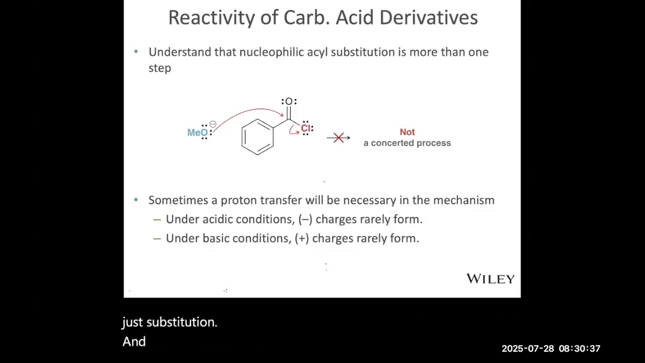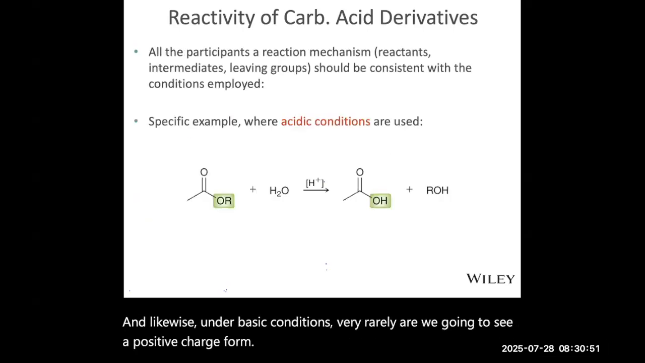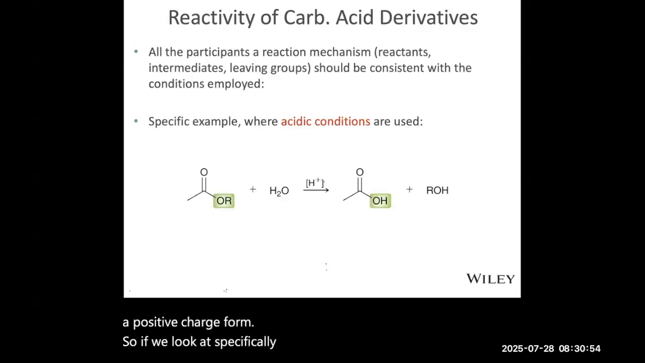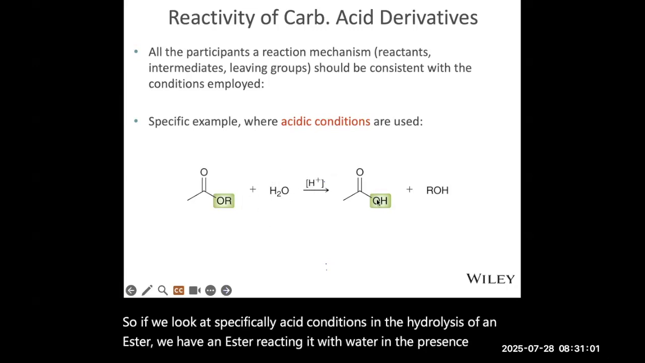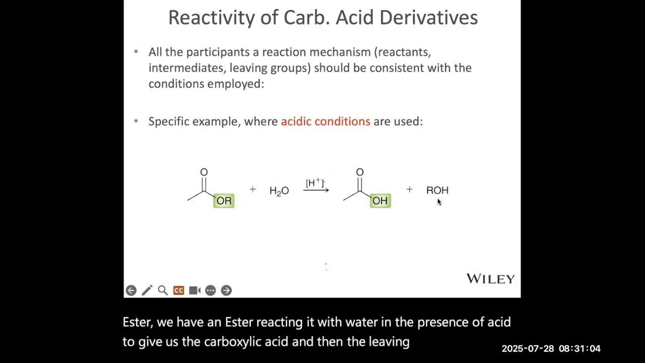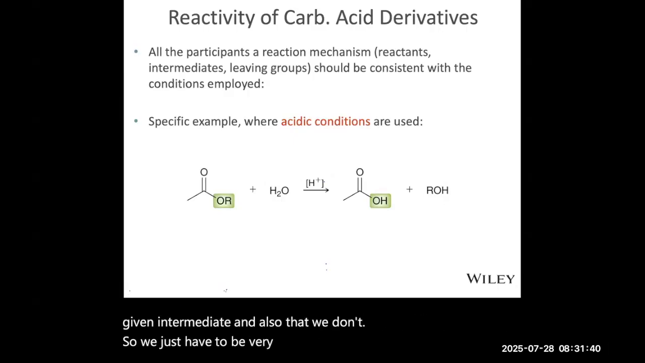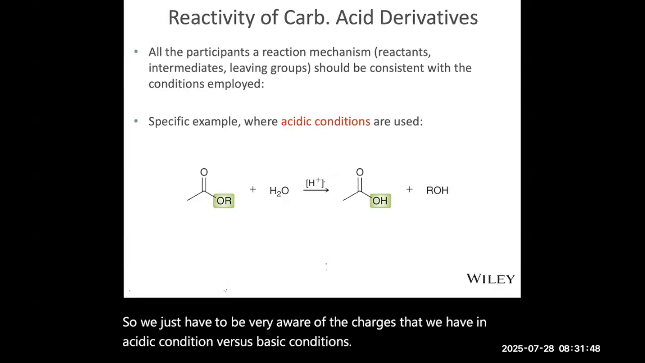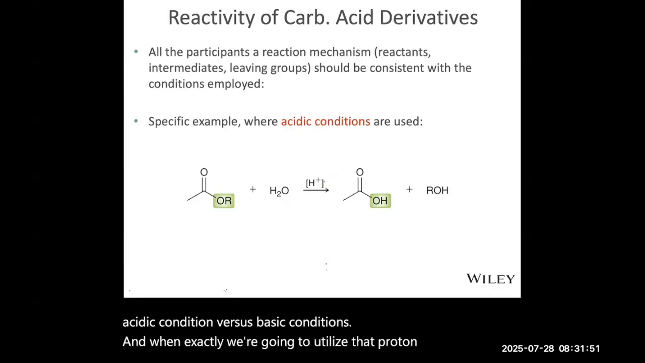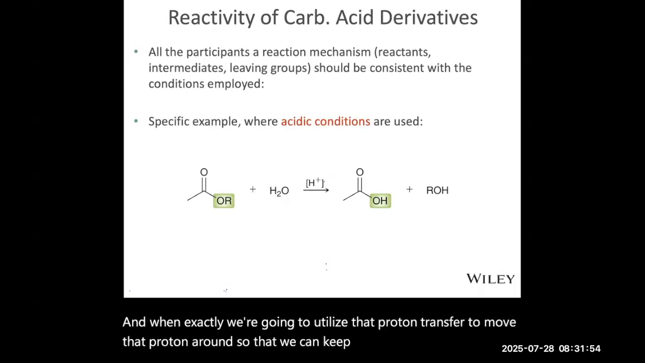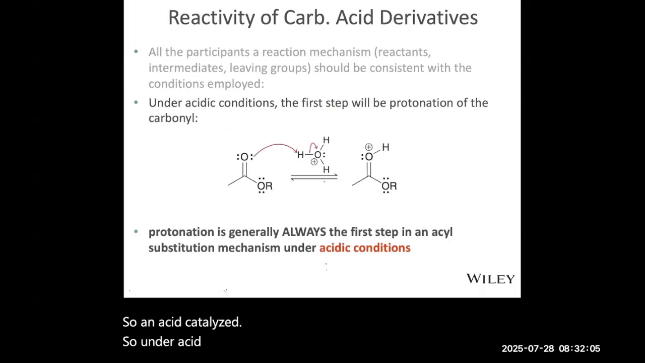Under acidic conditions, very rarely are we going to see a negative charge form. And likewise, under basic conditions, very rarely are we going to see a positive charge form. So if we look at specifically acid conditions in the hydrolysis of an ester, we have an ester reacting with water in the presence of acid to give us the carboxylic acid and then the leaving group, alcohol. So we just have to be very aware of the charges that we have in acidic conditions versus basic conditions and when exactly we're going to utilize that proton transfer to move that proton around so that we can keep the charges as required.